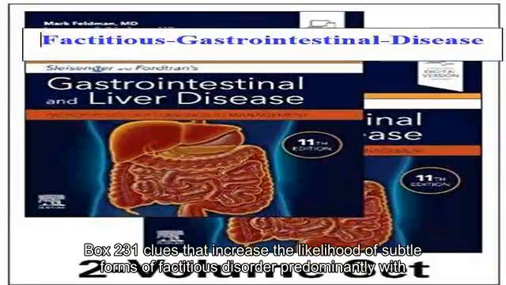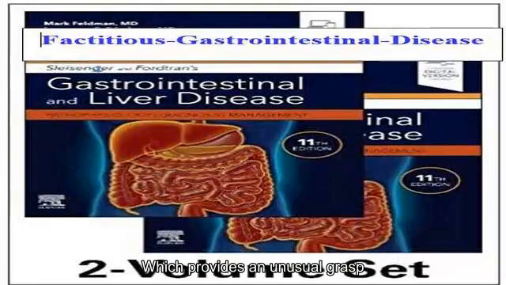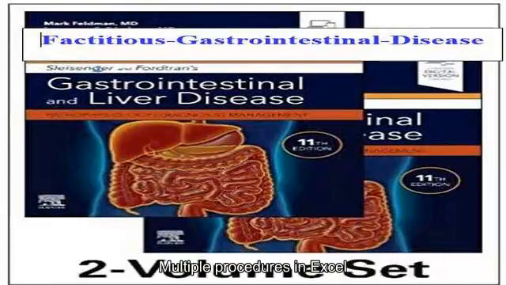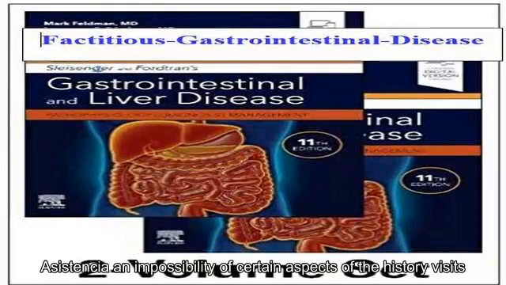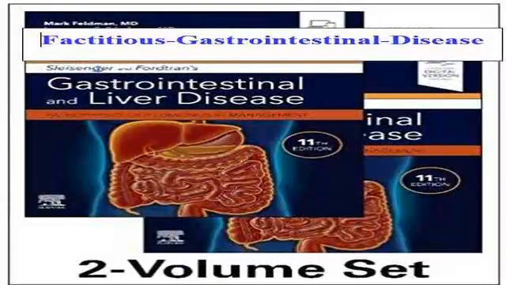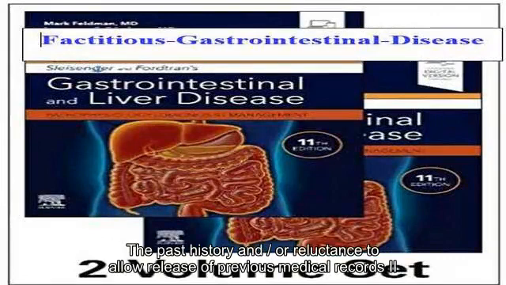Box 23.1: Clues that increase the likelihood of subtle forms of factitious disorder, predominantly women. Previous experience in the medical field, which provides an unusual grasp of terminology and access to medical supplies; multiple surgeries; multiple procedures; inexplicable laboratory test results; inconsistency and implausibility of certain aspects of the history; visits to 3 or more medical centers previously for the same symptoms or to a nationally known referral center, despite residing far away; history of substance abuse or prior psychiatric disorder; vagueness about details of past history and/or reluctance to allow release of previous medical records.